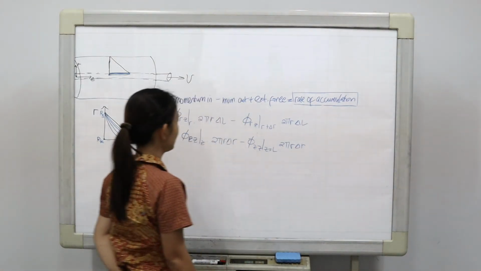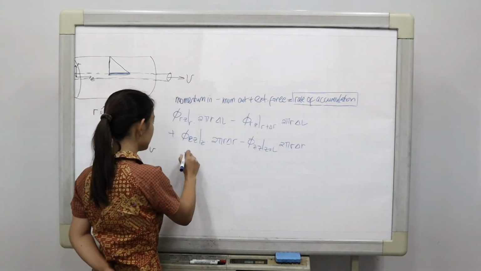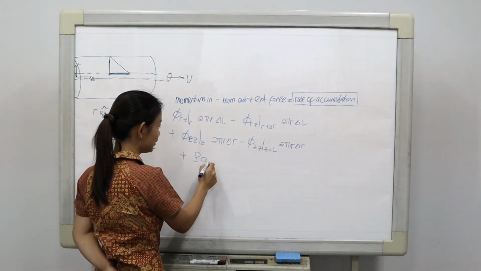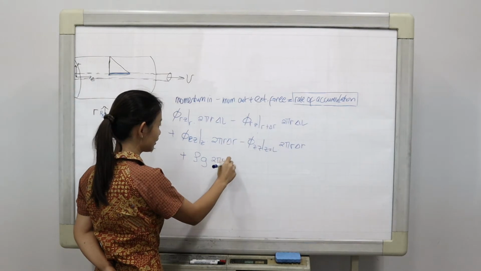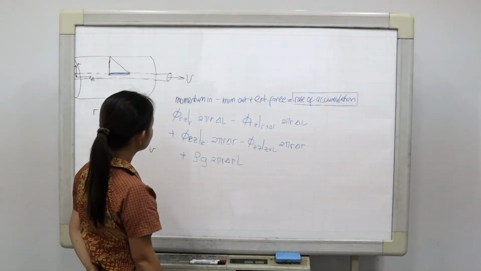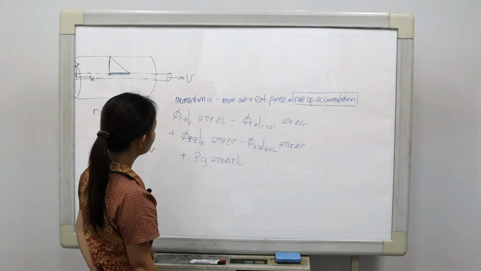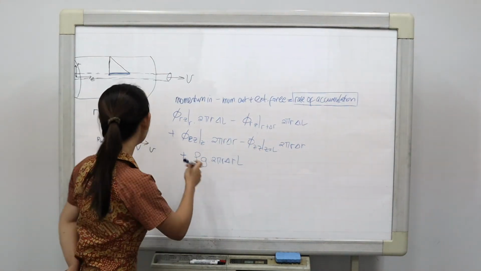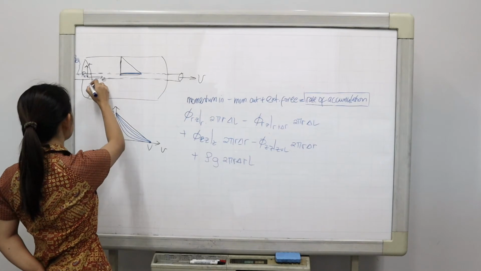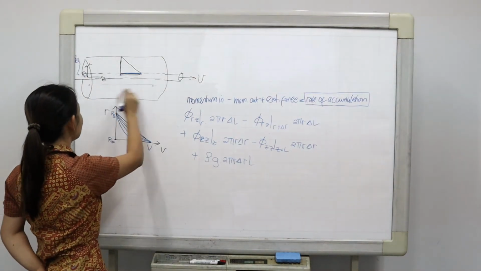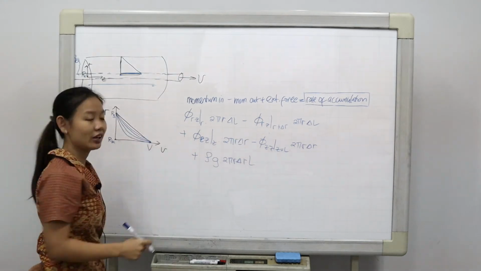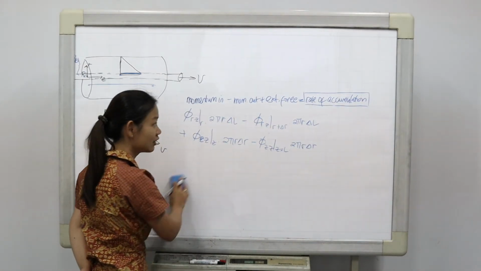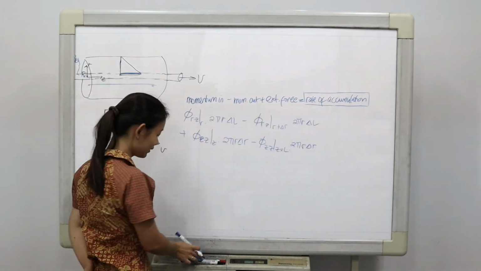And the external forces, you can write rho g times 2πr delta r L. But because your case is horizontal, for the same height you don't have hydrostatic pressure, so basically you can just neglect this one.